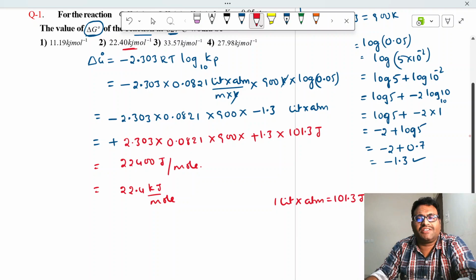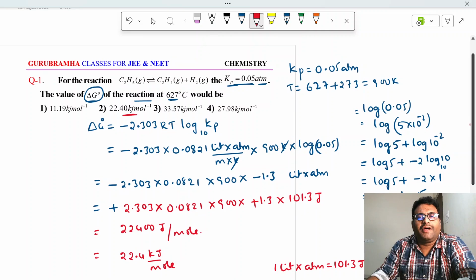Okay, so this is about the relation between delta G naught and K. In great detail, we have discussed each and every point. Hope you understood very well.